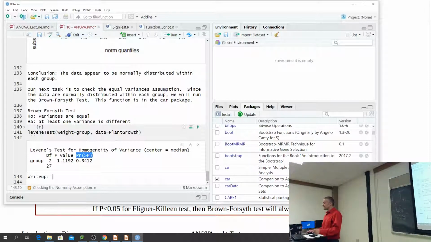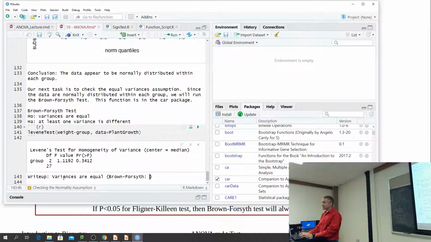So if that's our p-value, what's our conclusion? That you reject the null hypothesis? No, it's that the variances are equal. The p-value is greater than 0.05. So we fail to reject our null hypothesis and thus conclude that variances are equal or data are homoscedastic.